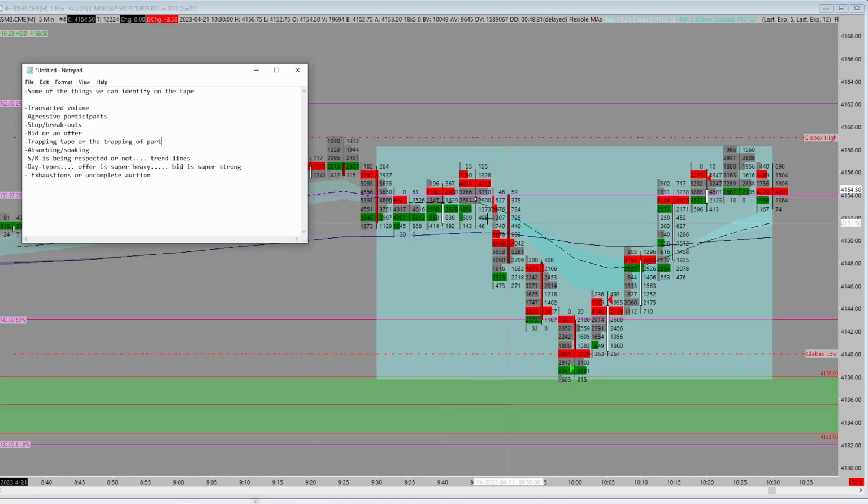Soaking, absorbing, if we're selling a lot and we're not moving down, well, someone's buying all those contracts. Someone's on the book buying that, right? Or if we're soaking, it's the same thing in reverse. We have a whole bunch of breakout buyers. So many people are going through the tape buying. The tape is speeding up and we're not moving. Someone's soaking all those contracts, right? So you could see that on the tape.